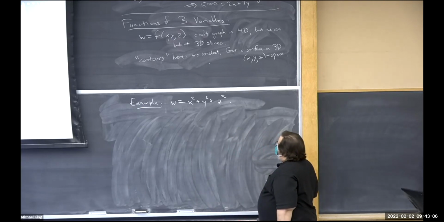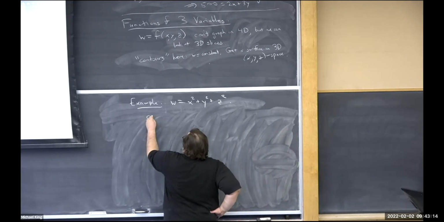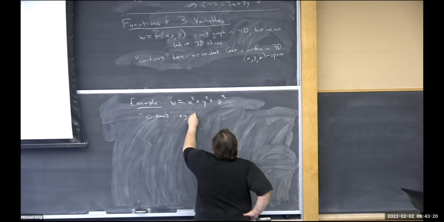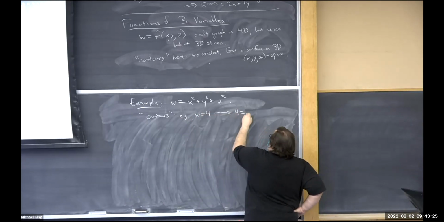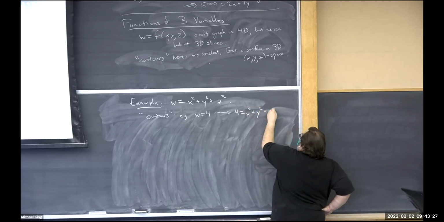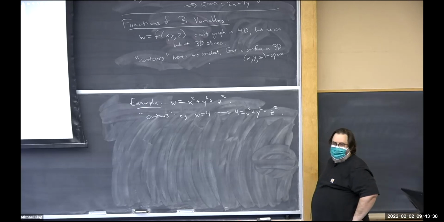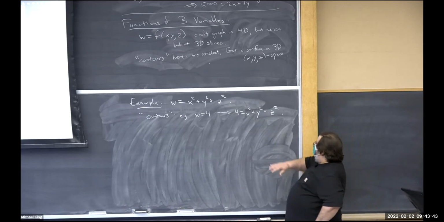So if you do this, what are the contours? For example, w equals 4. That corresponds to 4 equals x squared plus y squared plus z squared. What surface is that? What surface is that in space? Have we learned this? We may not have talked about it. It's a sphere. It's a 3D analog of a circle, right?